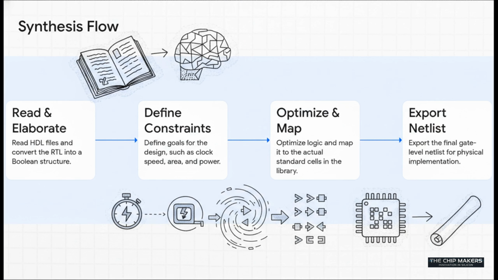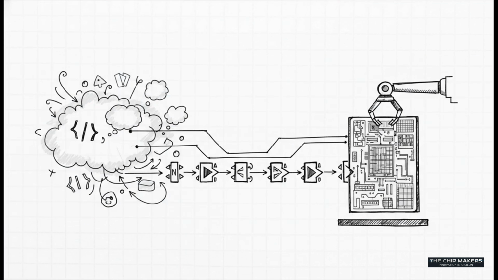The third step is really where the magic happens: optimize and map. Here, it intelligently reworks that generic logic and maps it to the real physical gates available in that specific technology's library. And finally, it exports the finished plan, that netlist, for the back-end team to actually start building the physical chip. So look, if you take away just one thing today, let it be this: logic synthesis isn't just some tool. It is the absolutely essential bridge that connects the creative, abstract world of code to the concrete, physical reality of silicon hardware. It's the translator that truly makes all of modern electronics possible.